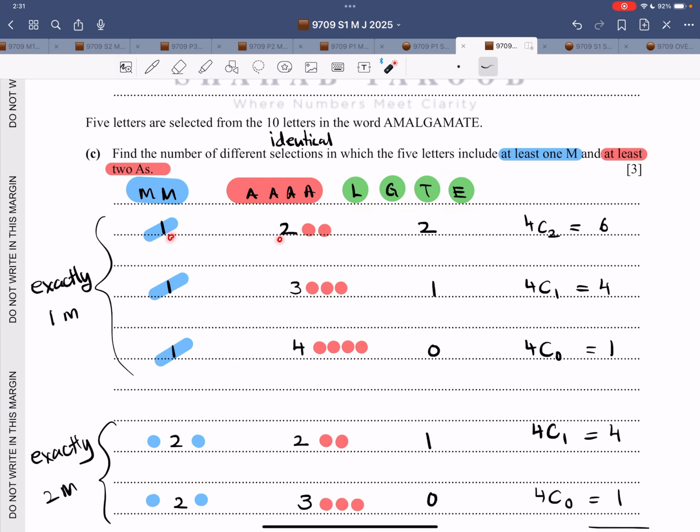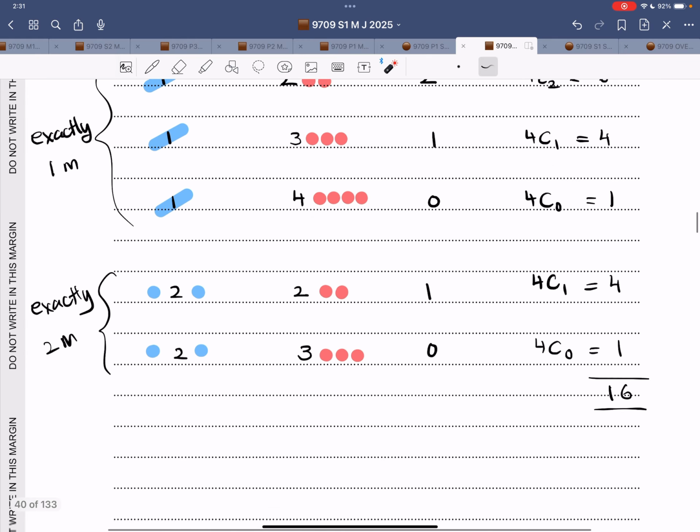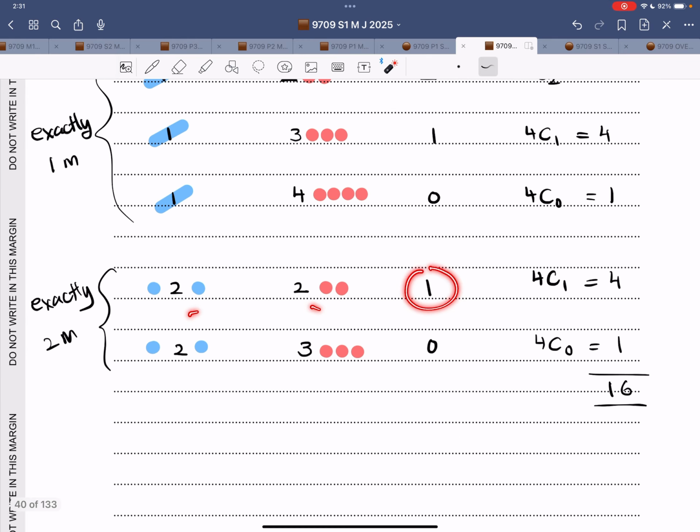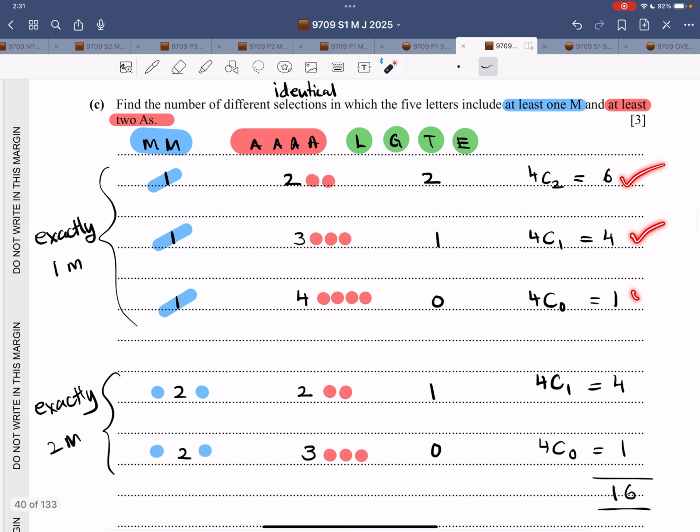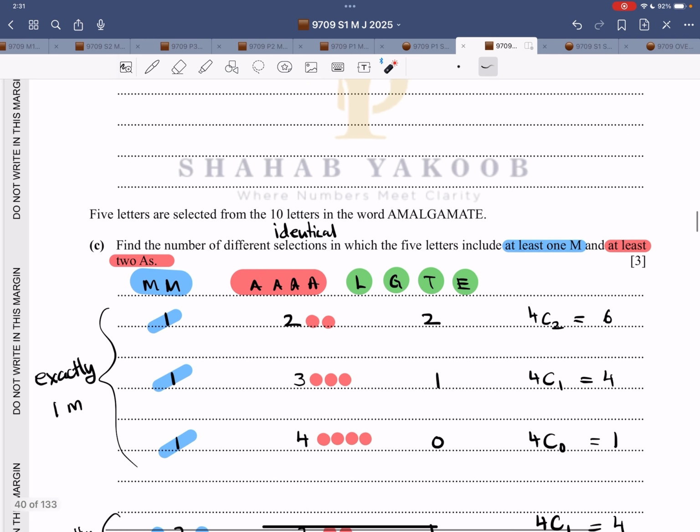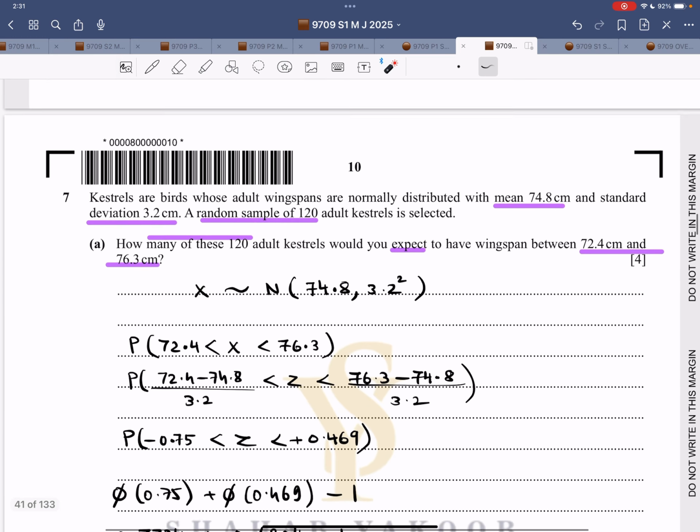So 1 plus 2 is 3. We need 5. The rest 2 out of these 4, that's 4C2. 1 plus 3 is 4. 1 is left. 1 out of 4, 4C1. 1 plus 4 is 5. 0 out of 4, that's one option. 2 plus 2 is 4. 1 out of 4, 4C1. 2 plus 3 is 5, 0 out of 4. So 4C2, 4C1, 4C0, 4C1, 4C0. This adds up to 16. That is how this thing is done.